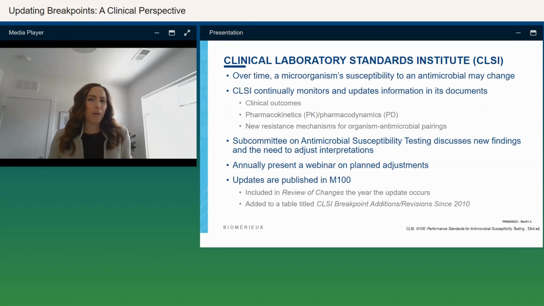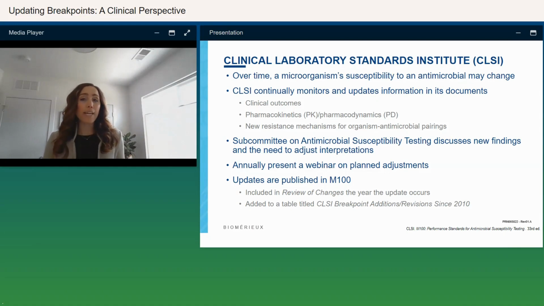The process of updating breakpoints, it is quite a journey to update a breakpoint, and it all starts with CLSI. I am personally very grateful that they have a committee that is constantly monitoring this data. So we mentioned it previously, the clinical outcomes, pharmacokinetics and pharmacodynamics, new mechanisms of resistance that are emerging. And their subcommittee is constantly evaluating this data that's coming out. If their committee so decides, they can adjust the breakpoints or the interpretations of those MICs.